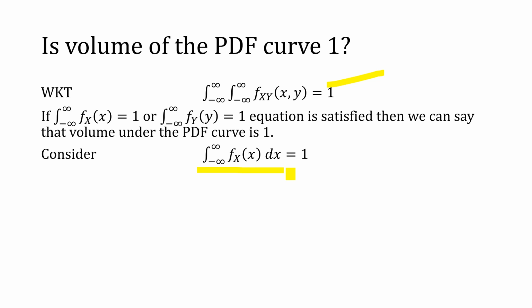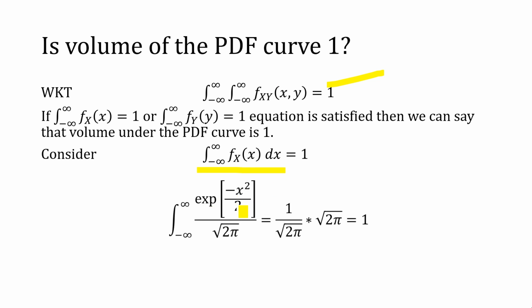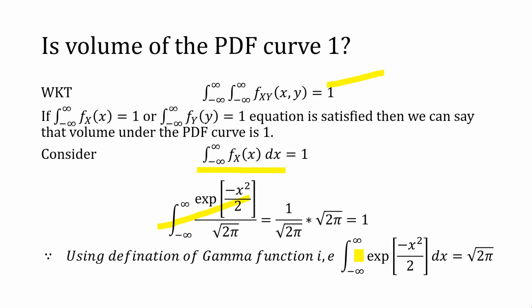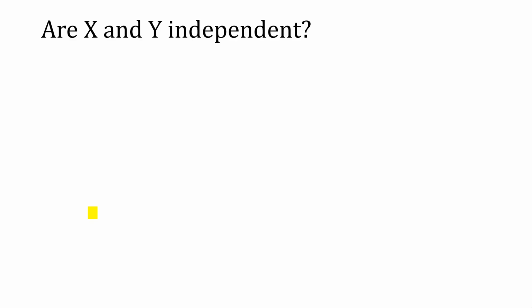Let us consider fx of x. All right, 1 by 2 pi square root of 2 pi is a constant taken outside, so it is a gamma function here. So that can be replaced by square root of 2 pi. These two are cancelled, we'll get a 1. This result is 1, so you can say that yes, the volume under the PDF curve is 1. That is the conclusion.